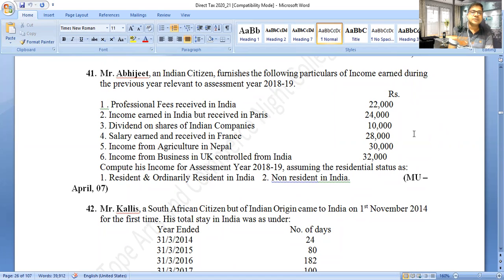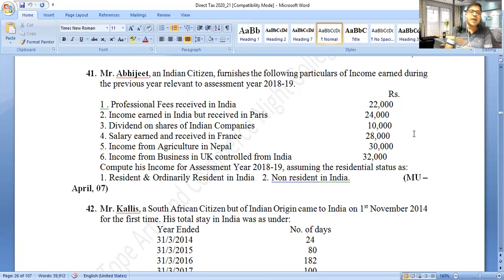Salary earned and received in France. Now France is a different country. It is outside India. Salary earned, meaning generated or arising, outside India, and salary received also outside India. Then it is taxable only to RNOR. It is not taxable to RBNR and NR.